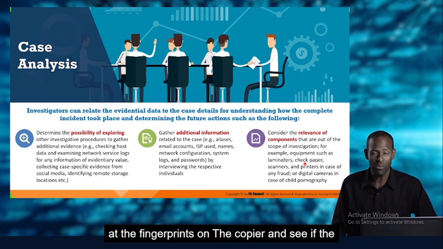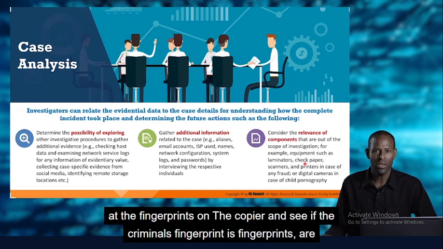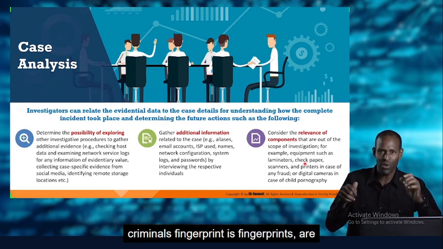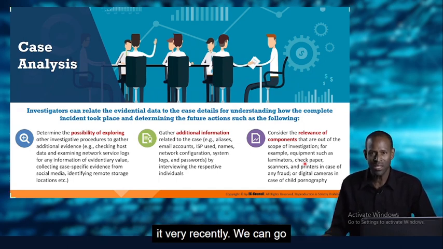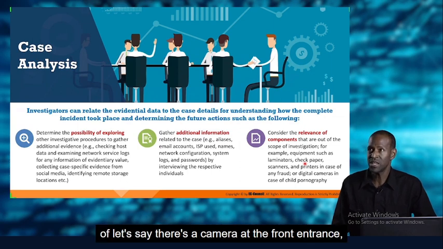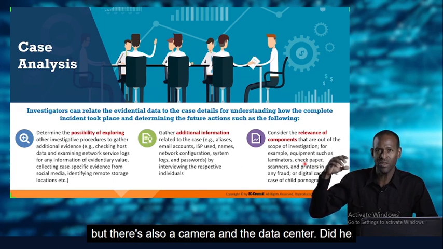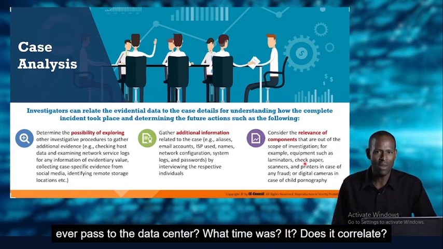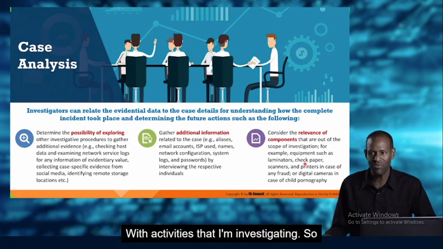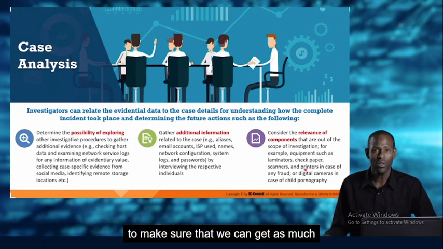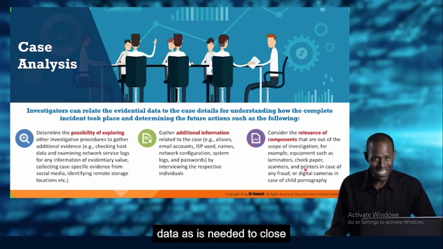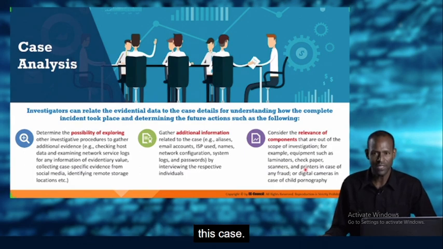We can even look at the fingerprints on the copier and see if the criminal's fingerprints are on top of the others, or maybe they were using it very recently. We can go look at other types of, let's say there's a camera at the front entrance, but there's also a camera in the data center. Did he ever pass to the data center? What time was it? Does it correlate with activities that I'm investigating? So we have to go outside of some of the normal areas to make sure that we can get as much data as is needed to close this case.